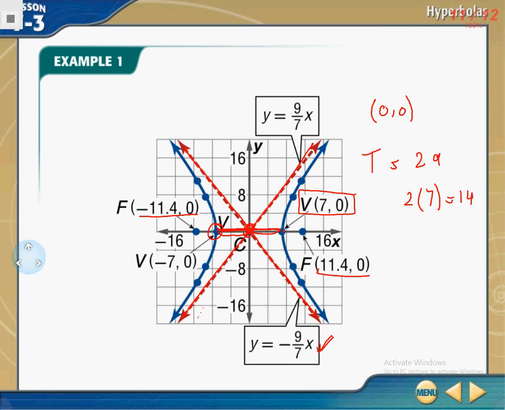Now the conjugate axis here is the perpendicular line, and the conjugate equals 2b. This means 2 times b, which is 9, it will be 18. This means I have from here to negative 9, and from here to positive 9. I hope it's correct. Okay, so this is my conjugate axis.